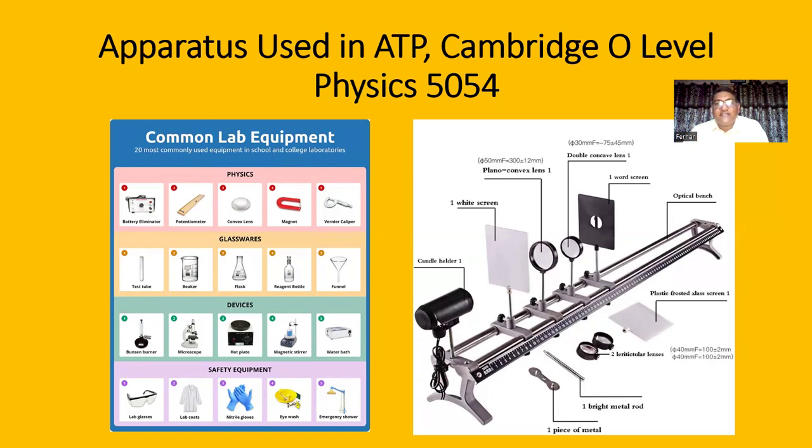a source of light. So we move the screen, we move these lenses, we move this object, and when a sharp image is formed on the screen, this is your screen, then we check how much is the distance between the lens and the screen, the object and the screen. So this is a very famous experiment which frequently comes in your ATP paper. So let's go to the first slide.